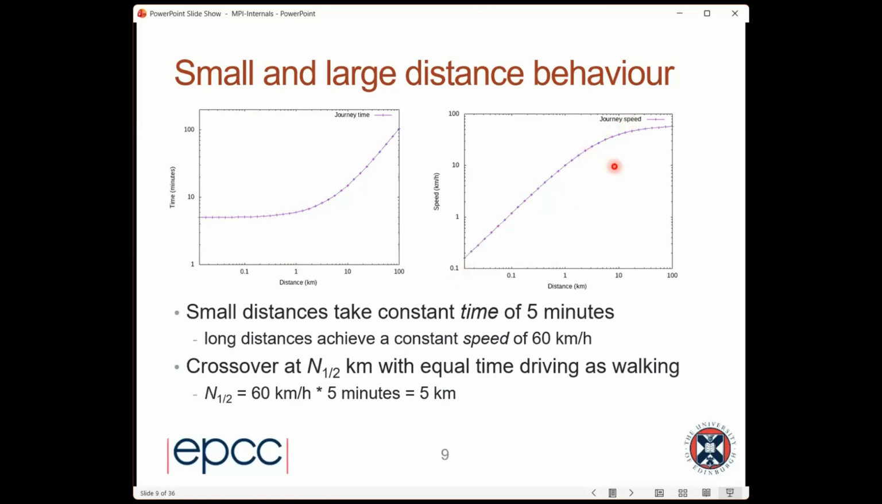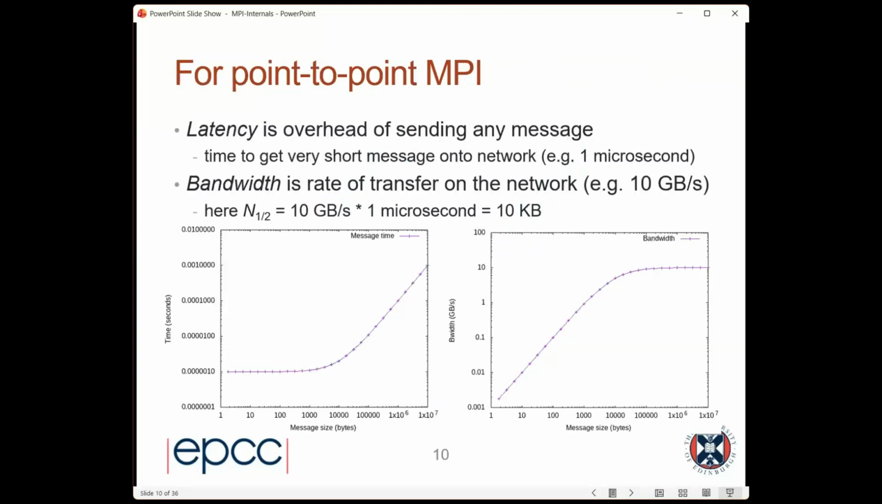Above 5 kilometers, my journeys start to go to work at constant speed. And the analogy there is for point-to-point MPI, or for data being sent over a network. The latency is the overhead of sending it.